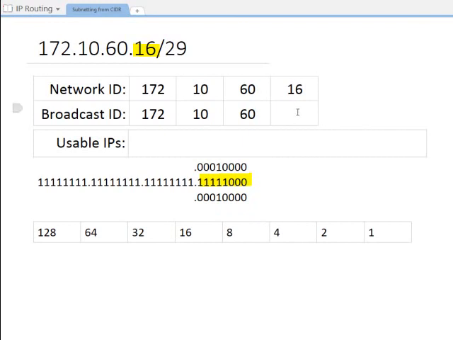23. Now the usable IPs in here are everything in between, 172.10.60.17 through 172.10.60.22. Now this is the usable range. Same type of process, even a little less complicated than the other one we're looking at, or more, depends on how you look at it.